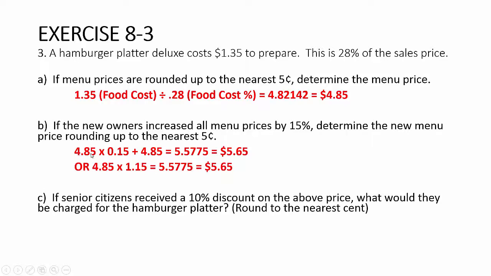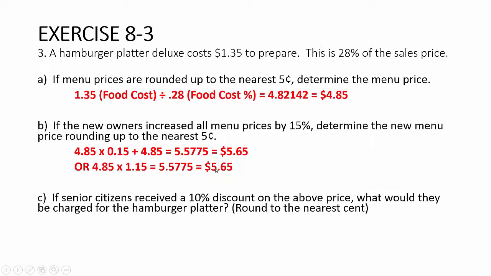Now, instead of multiplying by 15%, then adding it back to the regular price, we can take a little bit of a shortcut and take the menu price of $4.85 and multiply it by the 1 and the decimal 15, which is the 15%, all in one number, which will give us the answer we're looking for without having to do this extra step. So 4.85 times 1.15 will give us that new price with the 15% increase of $5.65.